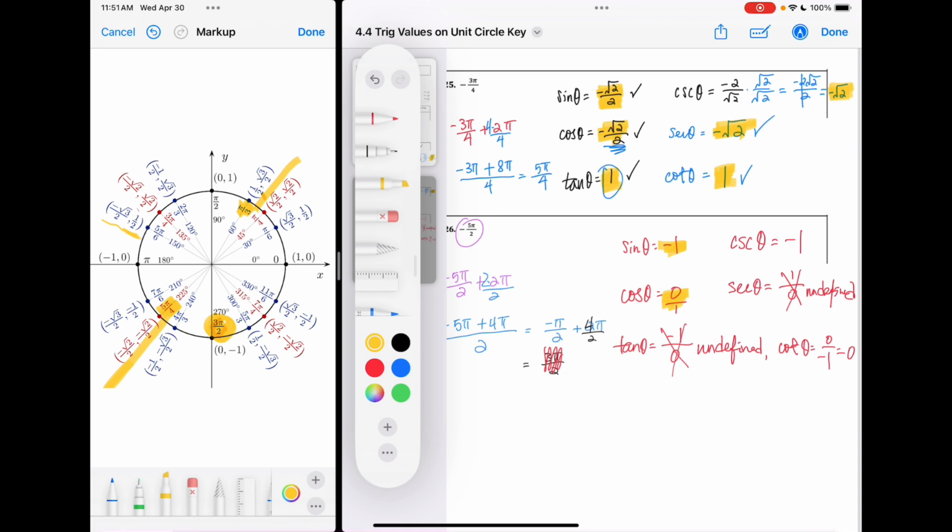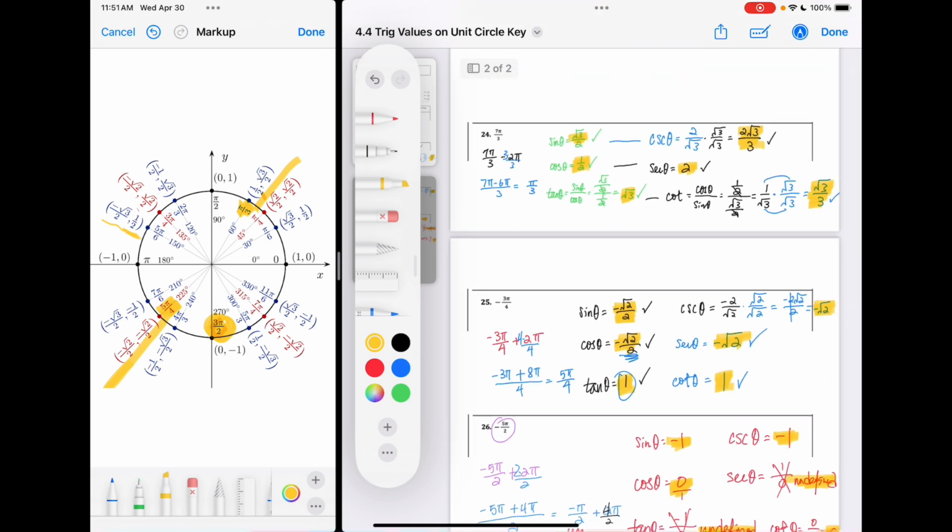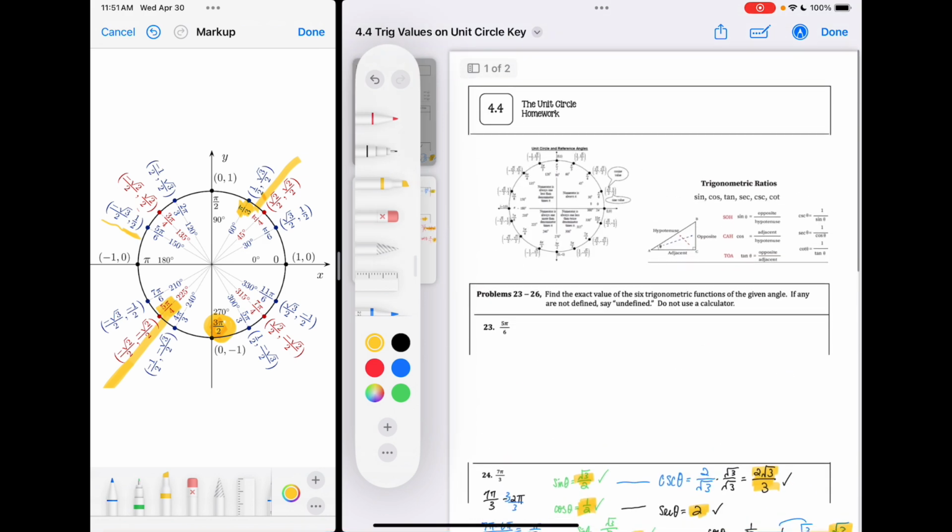So therefore, this is what we mentioned about when there is a picture, the answer is in the picture. And that's it. Thank you very much.